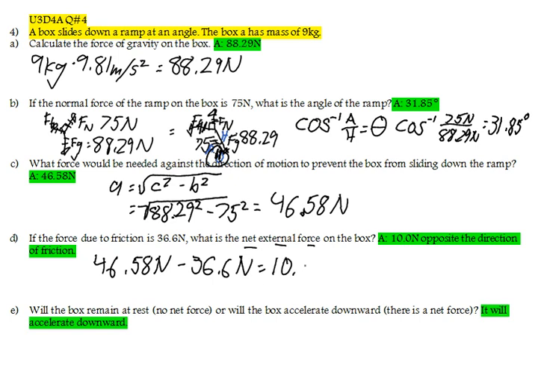And because that is non-zero, therefore the object will be accelerating down the ramp. So 10.0 newtons is the force pushing it down. And I just answered our final question, will the box remain at rest with no net force, or will the box accelerate downward? And there is a net force. And we just concluded, because there is a net force, it will accelerate downward.